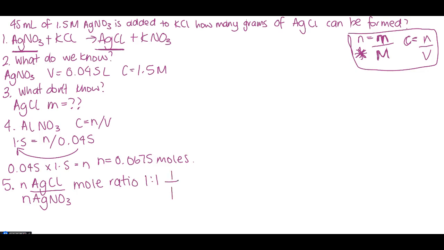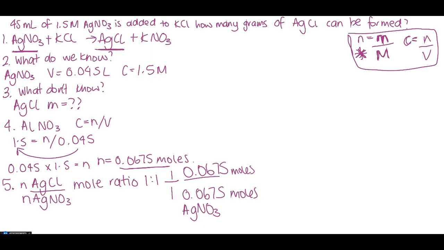Therefore, if it takes 0.0675 moles of your silver nitrate, which is this number here, it's going to produce the exact same number of moles of silver chloride. So we now know that it takes 0.0675 moles of silver chloride.